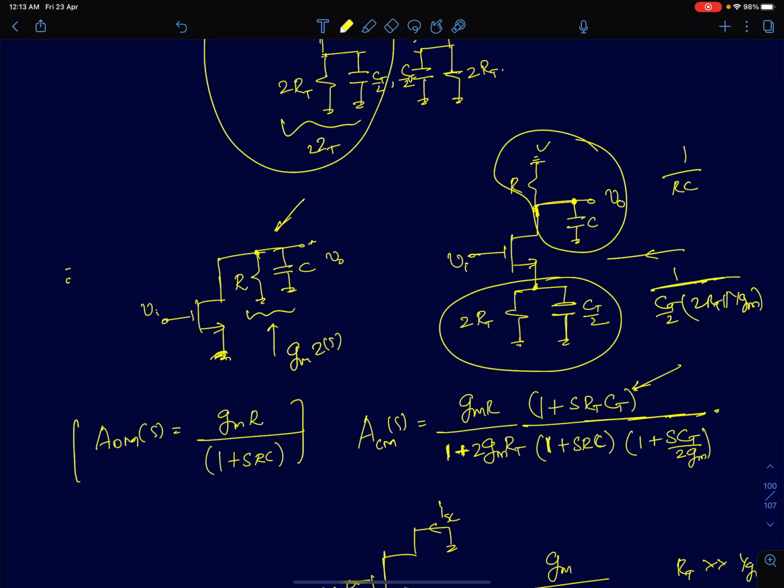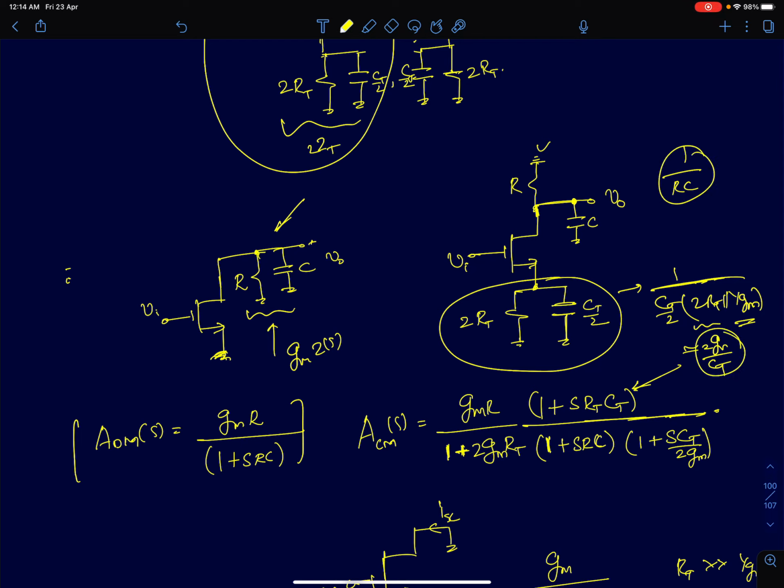So I have already derived this, so I am not going to spend time on this. I assume you know that. So this pole is given by this, and approximately we assumed 2RT is much greater than 1 by GM, so this pole reduces to 2GM by CT. So 1 by RC and 2GM by CT are two poles, and the zero is at 1 by RTCT. And the DC gain for this circuit is GMR by (1 plus 2GMRT). We know the DC gain and we know the poles and zeros, so we can directly write the transfer function.